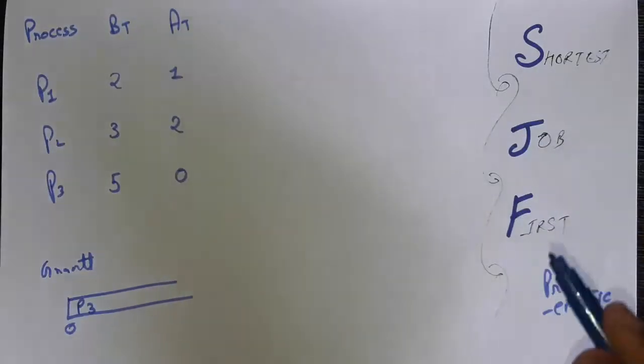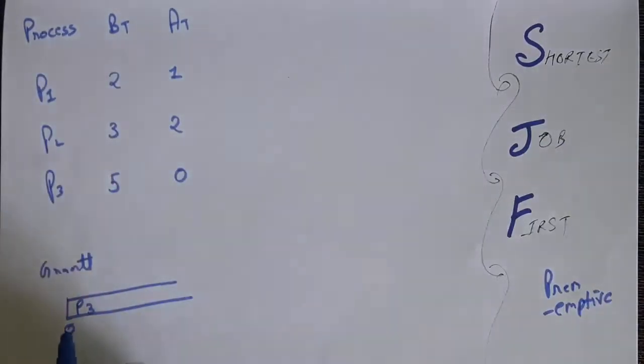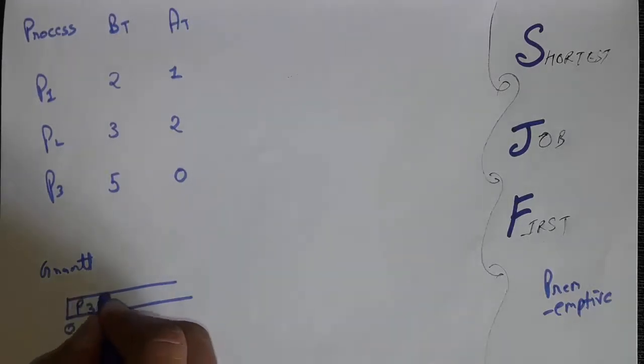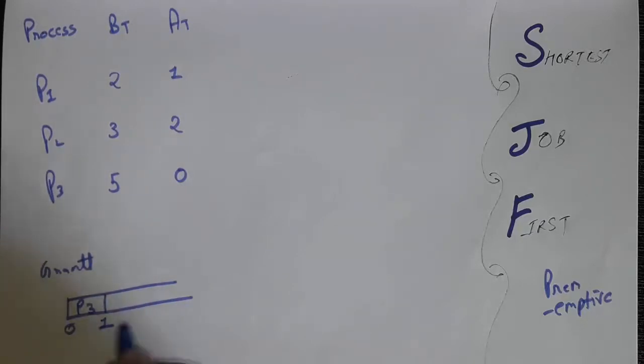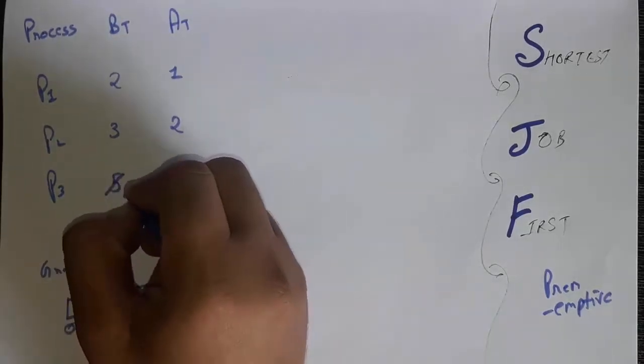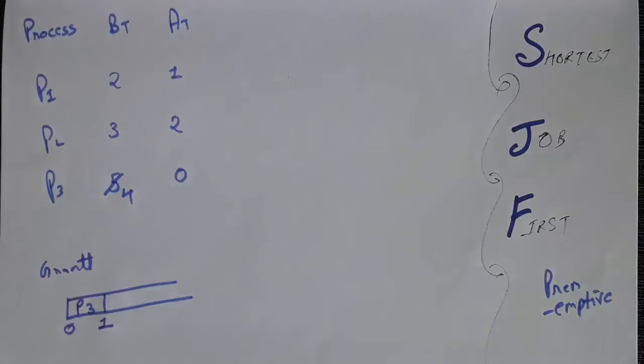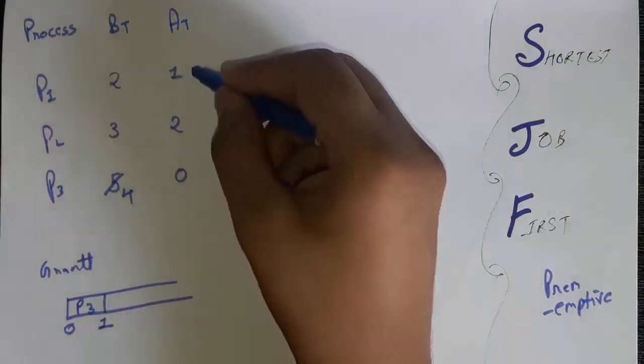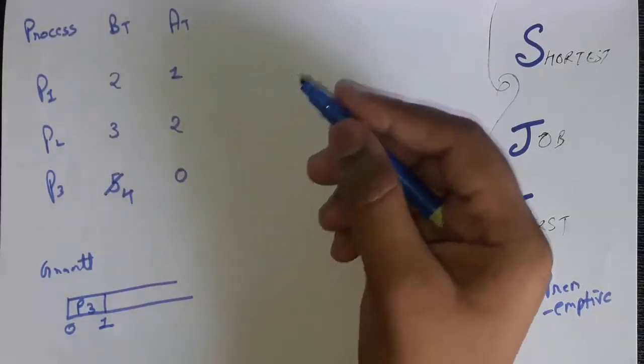If it was a non-preemptive problem, then we would take the whole P3 from 0 to 5, because the burst time is 5. But as this is a preemptive method, we have to see which has the smallest burst time, so you have to move it only by 1 millisecond. Now this 5 will become 4 because we have taken 1 here, and now you have to see on 1, because we are on 1, so there are two processes, 0 and 1. So which process has smaller burst time?